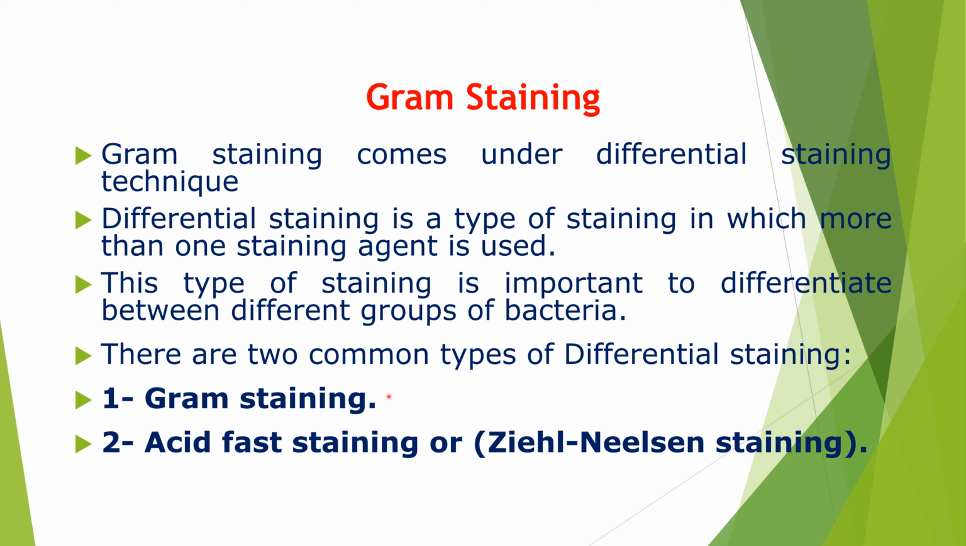Coming under differential staining, we can also see acid fast staining or the Ziehl-Neelsen technique. This acid fast staining is also one example of a differential staining technique, where we are able to distinguish the bacteria into acid fast bacteria and non-acid fast bacteria. Like this, gram staining will help us to know whether our bacteria is gram positive or gram negative. I'll explain what gram positive nature and gram negative nature are in the coming slides.